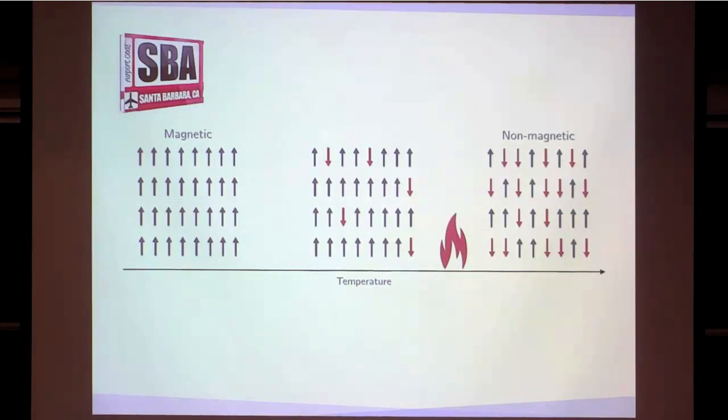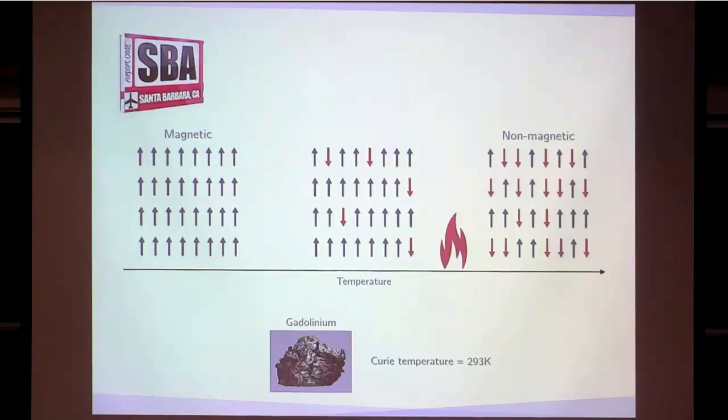But I was looking and I found this material, this element, gadolinium, whose Curie temperature, that's a transition temperature, is room temperature. And you can find it on Amazon. I wanted to buy it, but there was no Amazon Prime, so I couldn't get it in time. But I believe this should be a magnet, and if you hold it in your hand long enough, it should demagnetize, so it's not radioactive or anything.